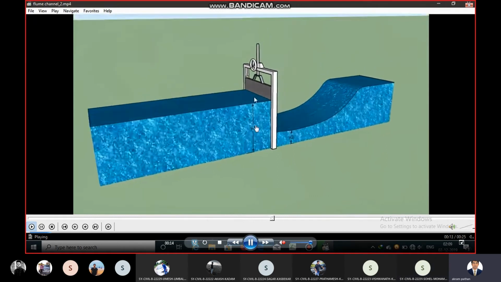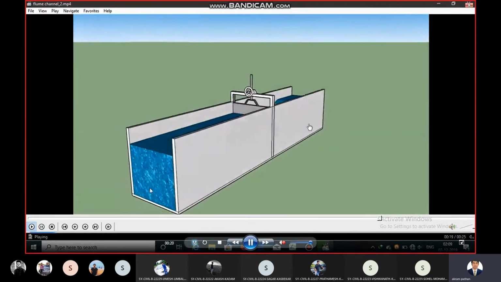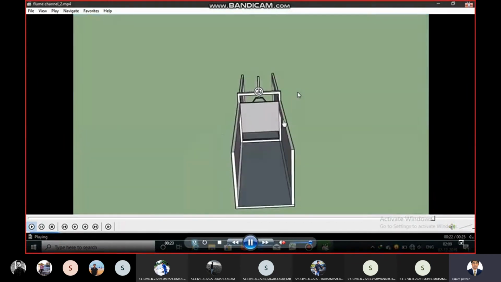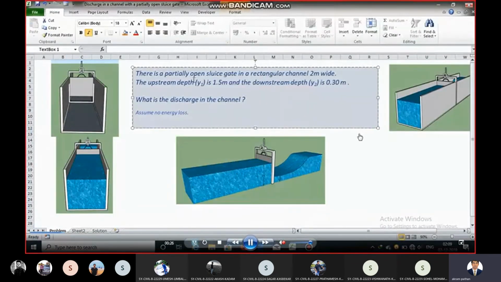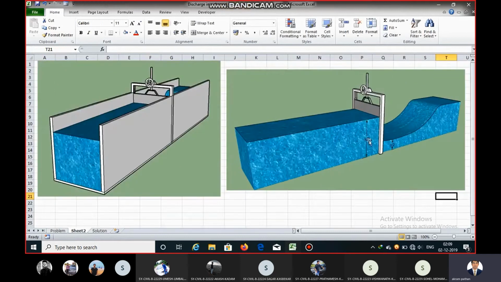Okay. Now you can see here we have a channel, and in the channel we have a gate. And if you want to supply the water for irrigation for the crop, so what we have to do? We have to open the gate and we have to supply the water. Now for example, look at this channel. Here on the upstream side of the channel we have Y1, and on the downstream side we have Y2. And the rectangular channel is 2 meter wide. So Y1 is the depth on the upstream side of the gate, and Y2 is the depth on the downstream side of the gate.